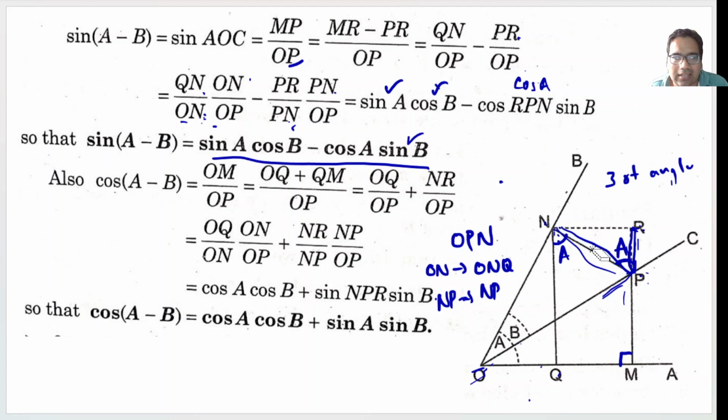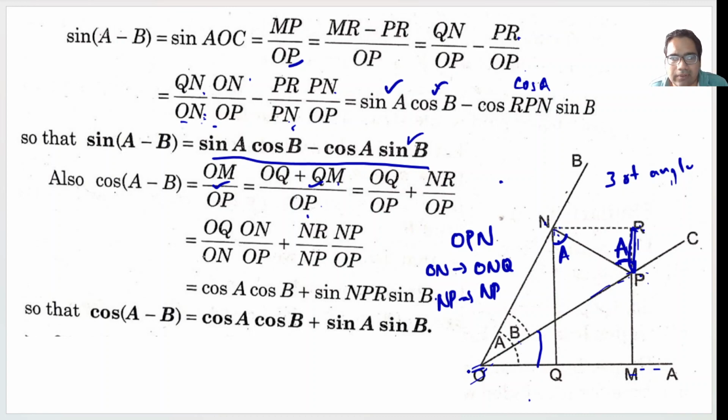If this is A and this is B, what is cos A minus B? Cos A minus B is this one. Right. This is the angle that we are looking at. Adjacent side by hypotenuse. Right. That is OM by OP. Adjacent side by hypotenuse. That is this part. Now what is OM? OM is actually OQ plus QM. Right. OQ plus QM. Now let's write it like this. OQ plus QM by OP. Right. OQ by OP plus QM by OP.